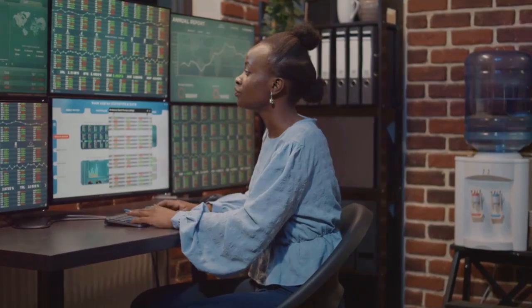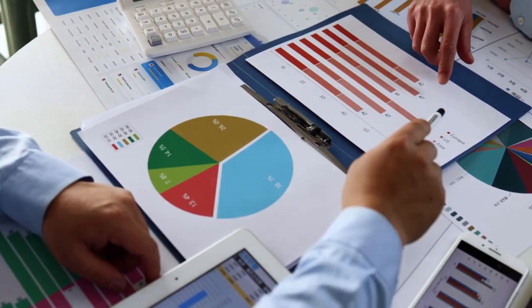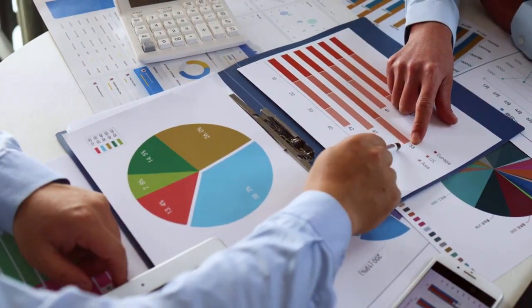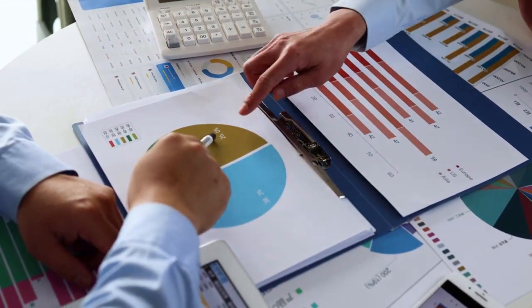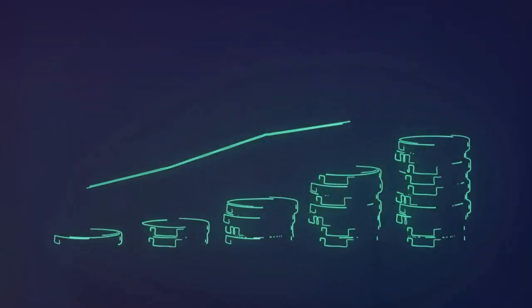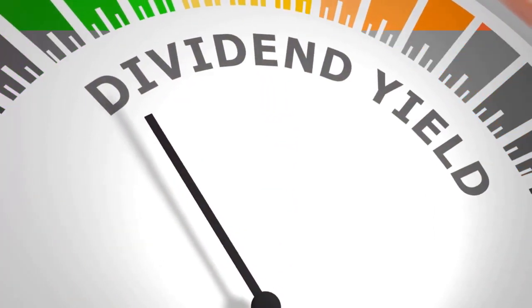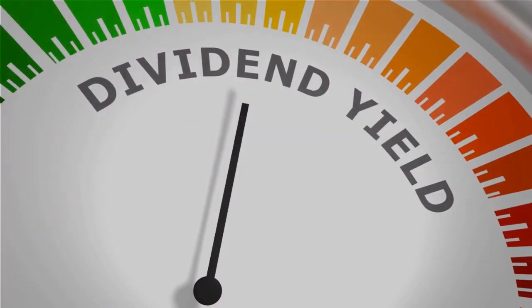However, it's important to remember that while historical yield is based on actual data, forward yield is merely a projection. Therefore, it carries a degree of uncertainty and should be used as part of a broader investment analysis. Understanding these types of dividend yield can help investors maximize their returns. A high dividend yield can be attractive, but it's not always a good sign.